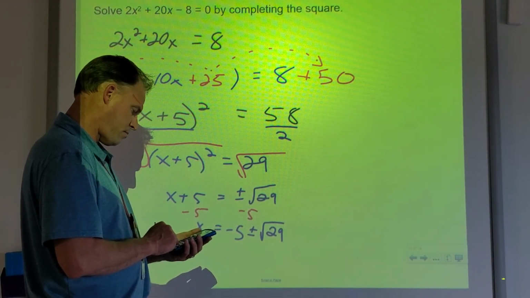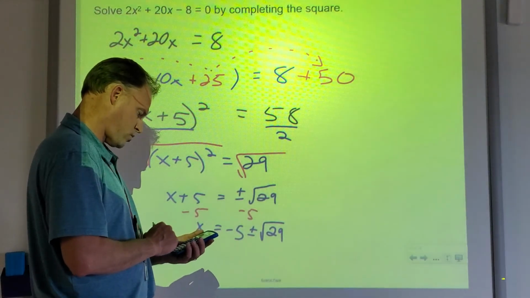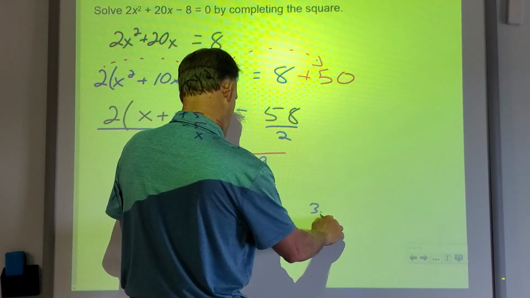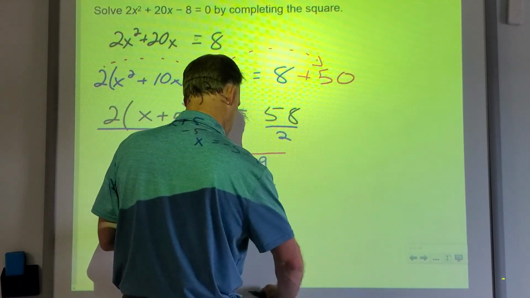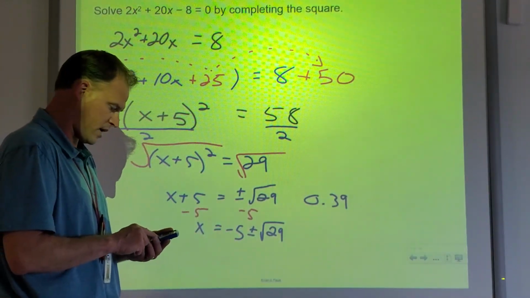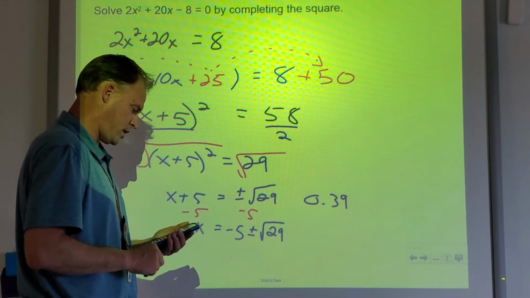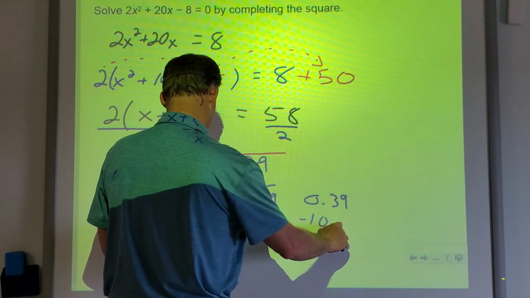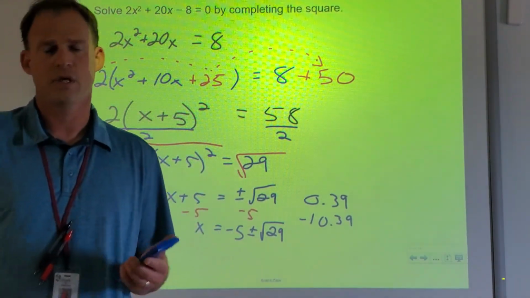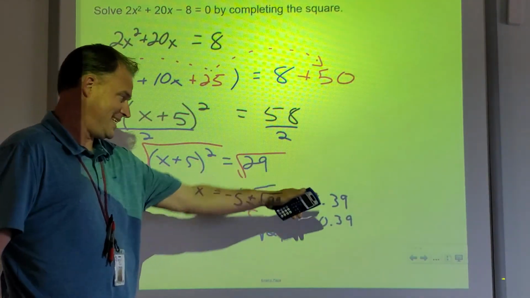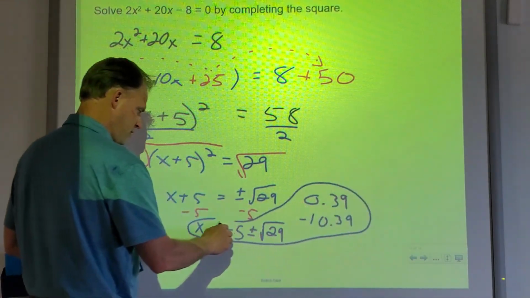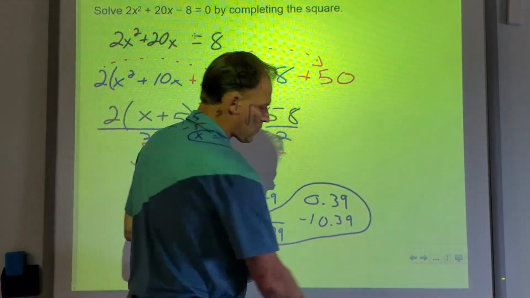Negative 5 plus the square root of 29 is 0.39. And then I go negative 5 minus the square root of 29, negative 10.39. So there's my 2 answers. If it comes out ugly, they want that decimal. So we have this, which is the more traditional, and then they have this decimal answer. All right? Questions?